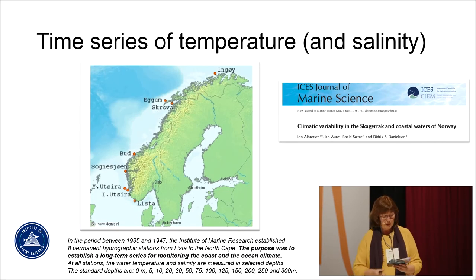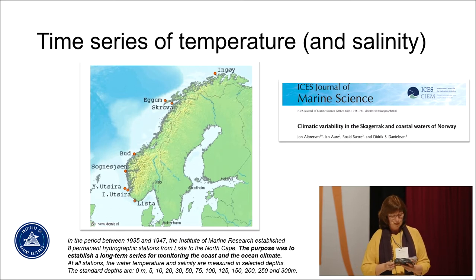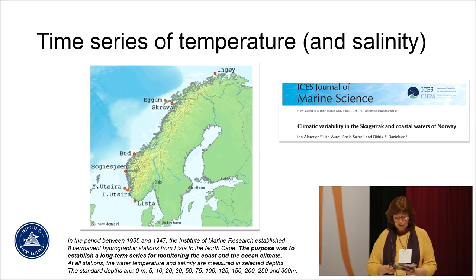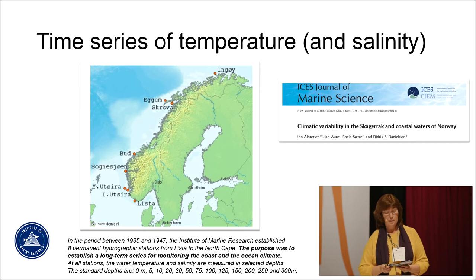So, then back to temperature and climate change. As you probably heard Boogie talking about earlier today, we find variability on timescales from hours to decades, and even longer when investigating the physical environment. And to understand the variability in the environment, it's therefore important to have long time series which cover the variability. In Norway, we have regular observations of temperature and salinity from 8 coastal stations back to the 1940s. And this gives us valuable information about the ocean climate.